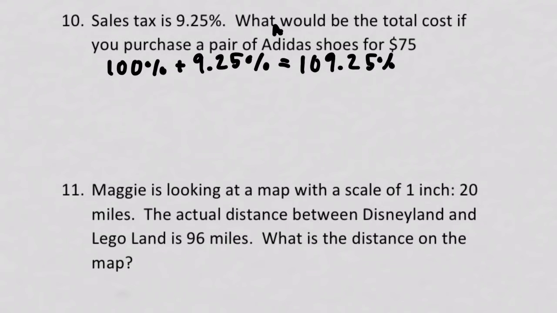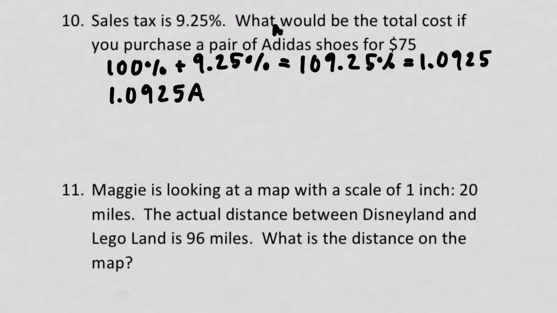Change that to a decimal because it's still in percentage, okay? So in this case, the decimal is there. We still need to move it over twice. So I get 1.0925. Now in this case, we're talking about Adidas shoes, so my final expression is 1.0925A for Adidas shoes.